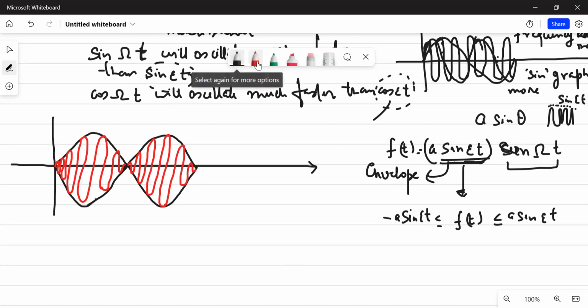So this is your A sine epsilon t, and this is your A. Sorry, this is your sine. Is that clear?